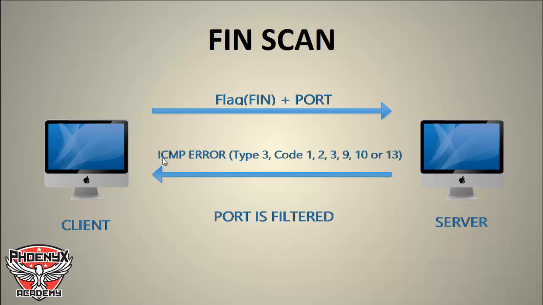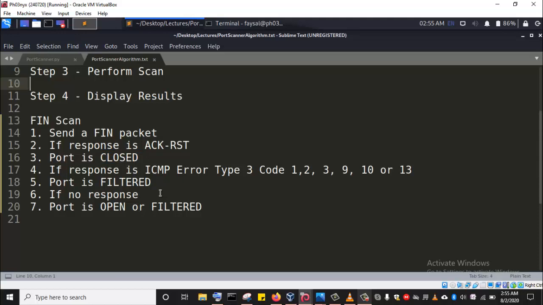All right, so let's see how we can implement this as an algorithm and how we can translate that algorithm into Python code. In the form of an algorithm, we send a packet containing the FIN flag, and if the response is a packet with a reset acknowledgement flag, then the port is closed. If the response is an ICMP error type 3, code 1, 2, 3, 9, 10 or 13, then the port is filtered. If we couldn't get any response, then the port is open or filtered.